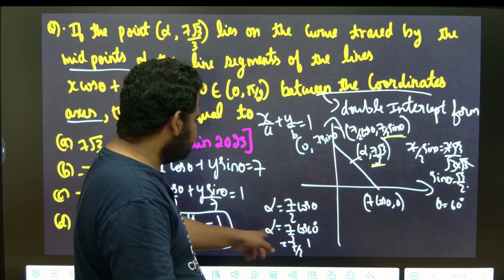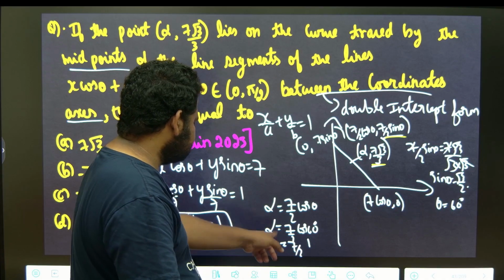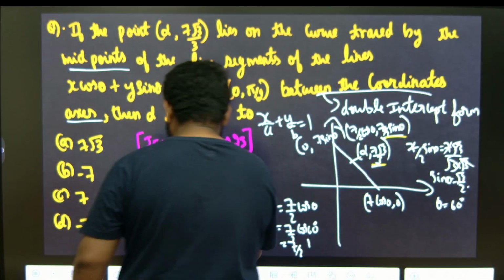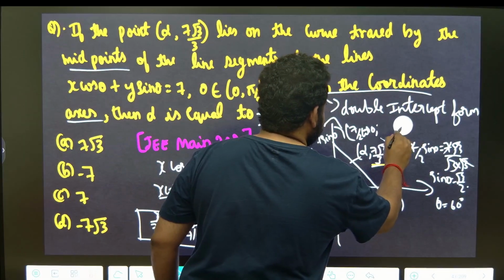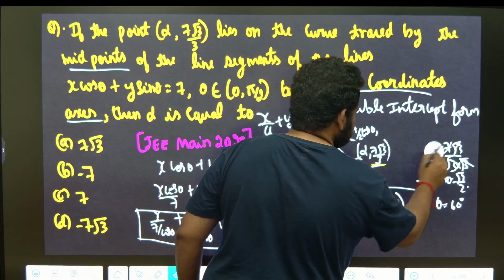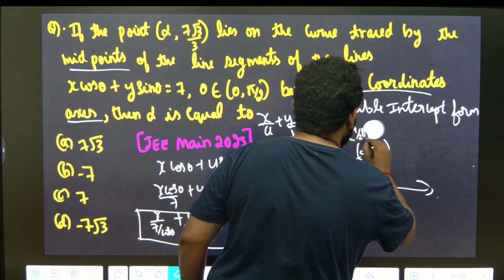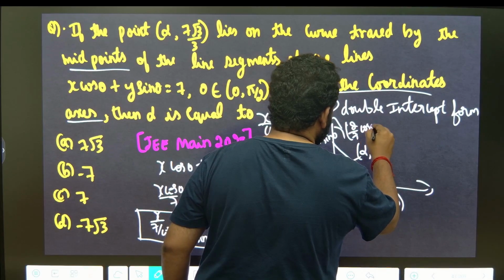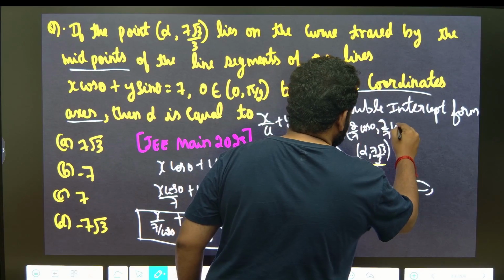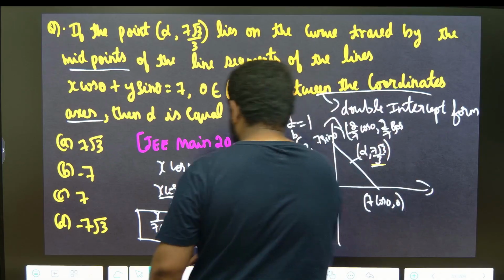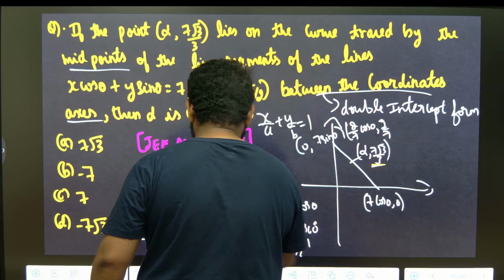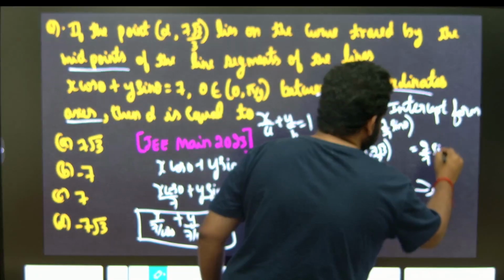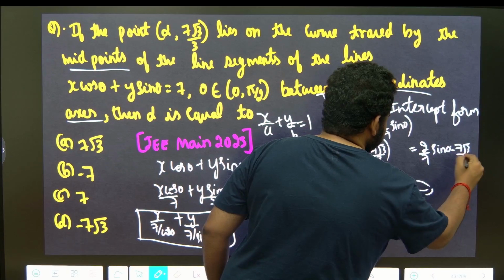Just have a look at it. The value of cos 60 is 1 by 2. This should actually be not 7 by 2, this should be 2 by 7. Just have a look at it. This will be 2 by 7. Okay, 2 by 7 sin theta here also. This 2 by 7 sin theta will be equal to 7 root 3 by root 3.